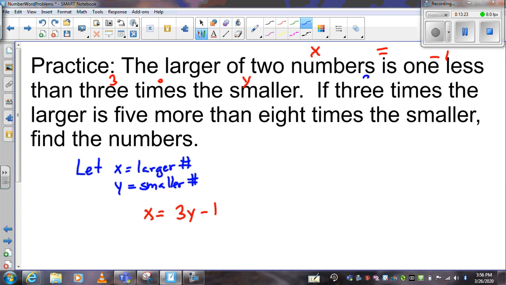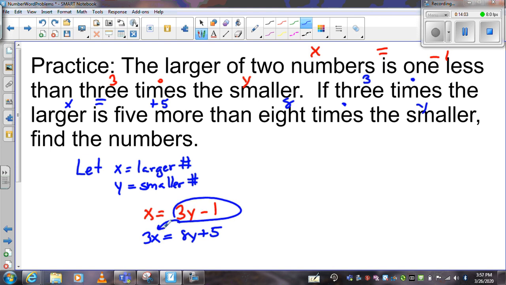If 3 times the larger, my larger number is x, is, there's your equals, 5 more than. That means we're going to be adding 5 to something. So 5 more than 8 times the smaller. My smaller number was y. So that equation would be 3x equals 8y plus 5. And there you go. I'd probably use the substitution method for this. I'd probably take that and put it right in place of that x.